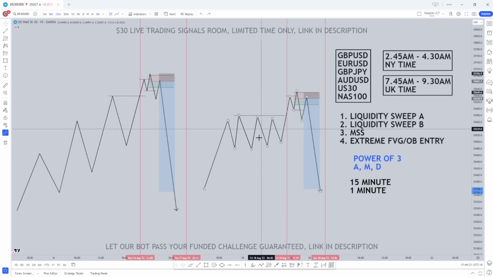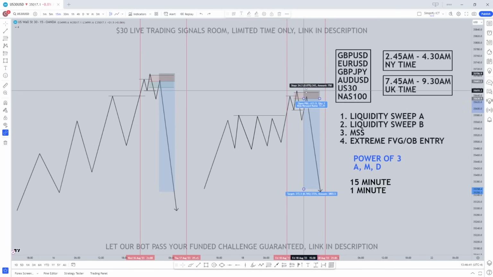So again, pretty simple. You can see price is consolidating over here, does that same exact 4-step drill. So liquidity sweep A, liquidity sweep B, then we get that market structure shift in the opposite direction with displacement, mark out our entry with a fair value gap and the order block in line with each other. We get the order block, mark out the mean threshold, place our stop loss above the high, and simply target opposing liquidity.